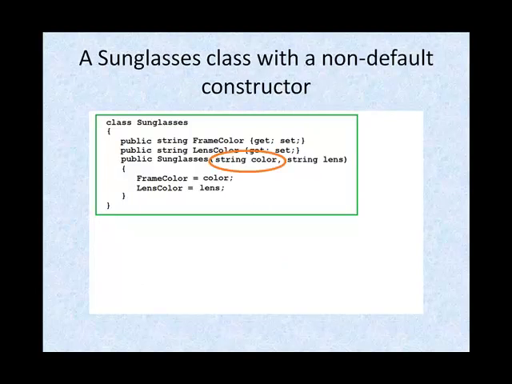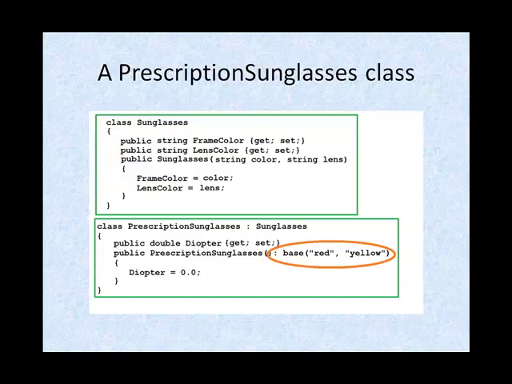Assume you have a different sunglasses class that has a non-default constructor. This one requires a string representing the color that is then sent to frame color, and another string for lens, which is then sent to lens color. Now when you create a child class, because the child class constructor is going to call the parent class constructor, you have to have two arguments to send to the parent class constructor.